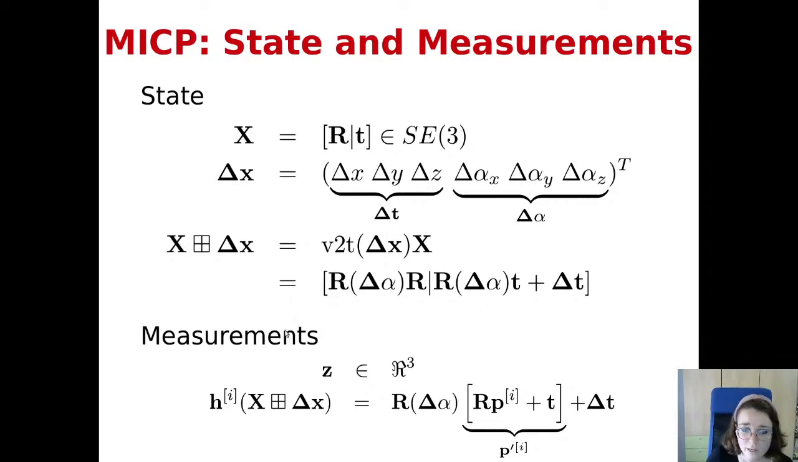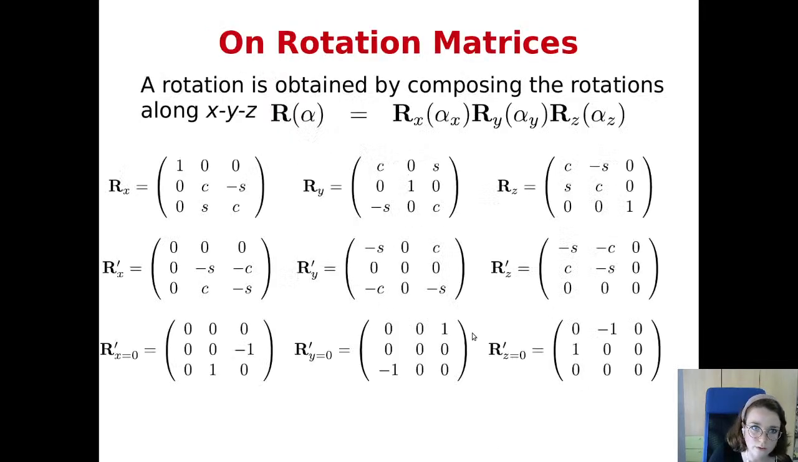As far as the measurement is concerned, we need to express a point in the world frame, p_i, to a point in the robot frame, and therefore we need to apply the homogeneous transformation x box plus delta x to p_i. And this is why if you do the product of this x box plus delta x to p_i, then you get this expression, where you can also read it simply by applying x to p_i and then R delta alpha, delta t, which is the v2t of delta x, to the obtained expression. Here p prime i is constant, and we will use this in the following.